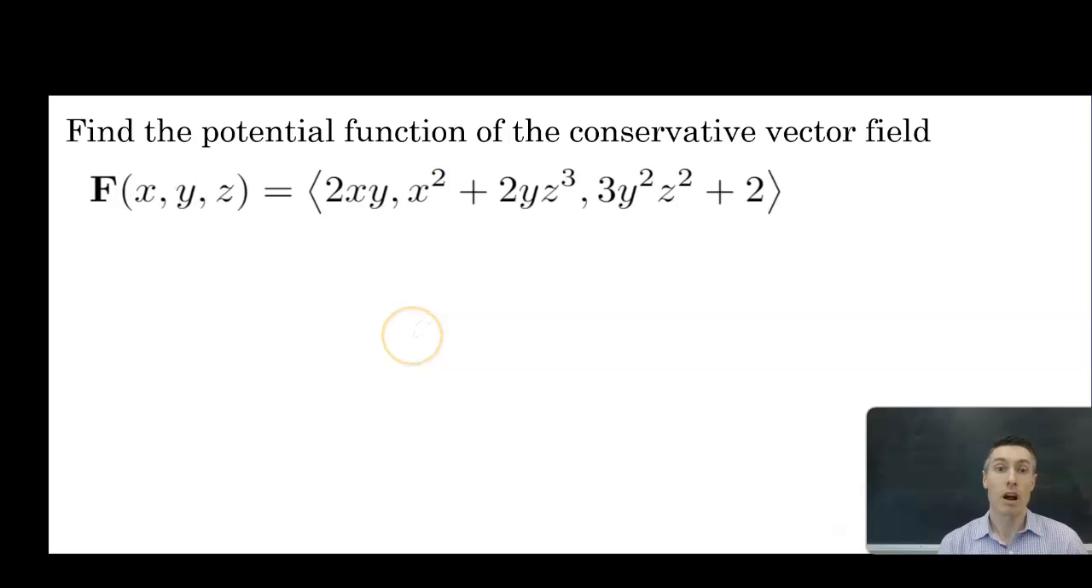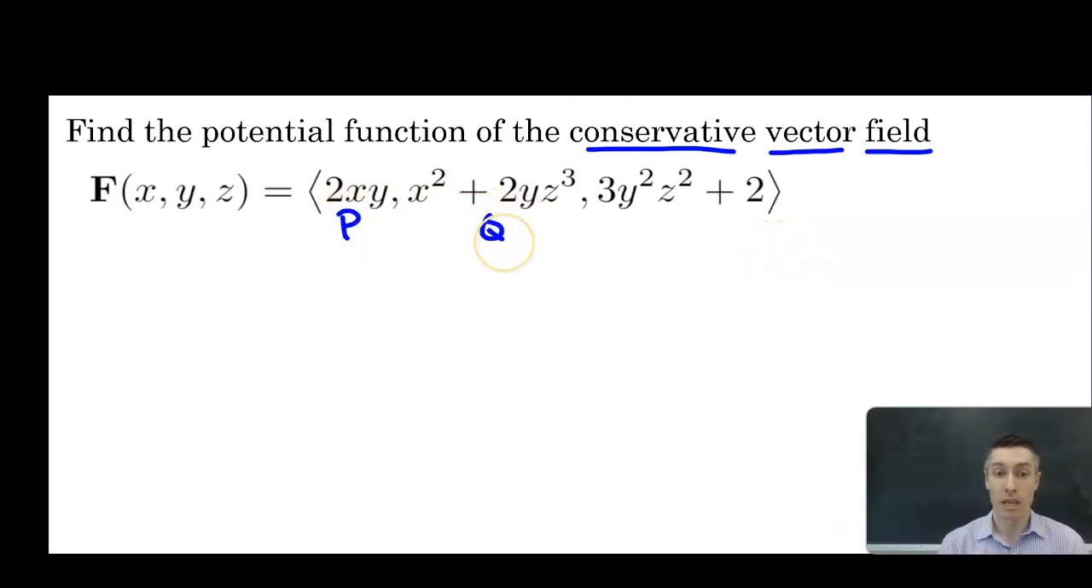So the last thing we need to talk about is a three-dimensional vector field. Find the potential function of the conservative vector field f, which is 2xy, x squared plus 2yz cubed, 3y squared z squared plus 2. So they do tell us that it is a conservative vector field, so we do know the potential function exists. Showing a three-dimensional vector field is conservative will come up in one of the next videos. We have a few ways to do that, but we're not concerned with that yet. Here we're just looking for the potential function.